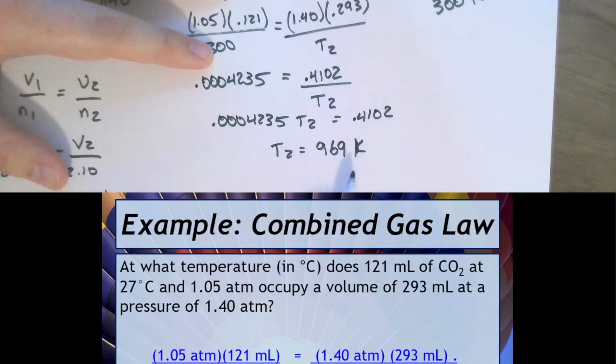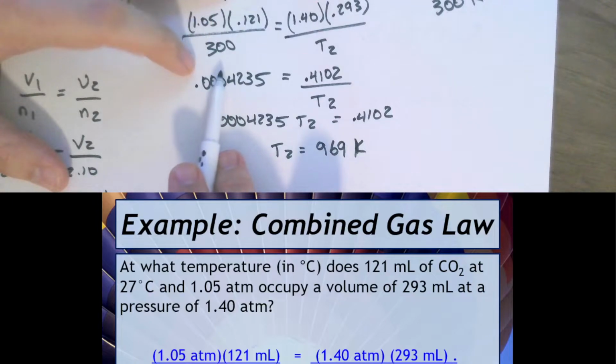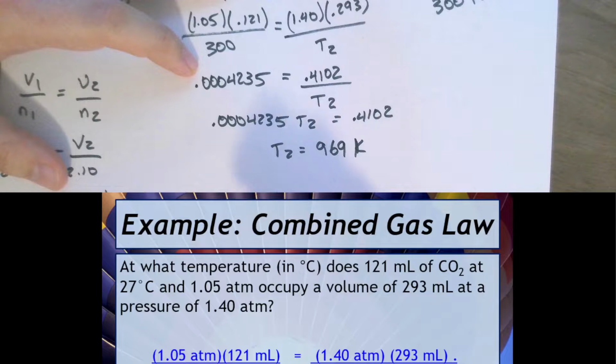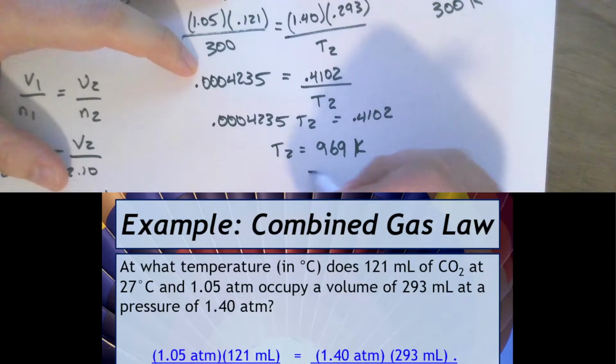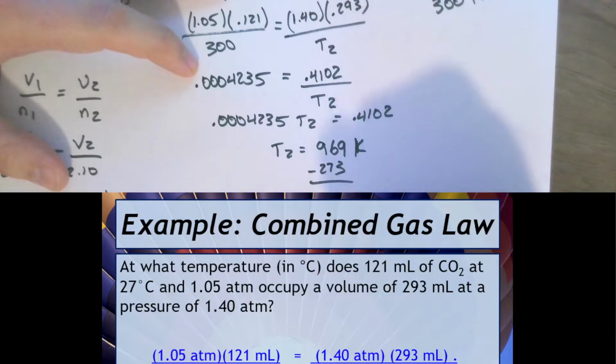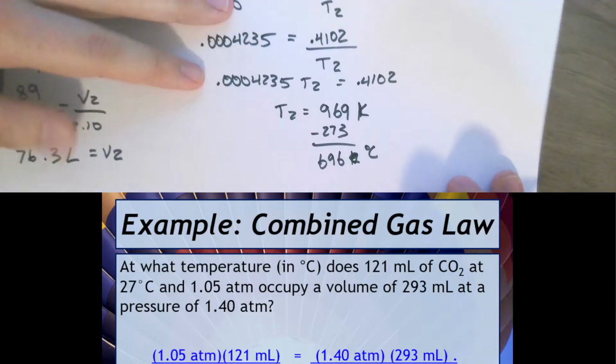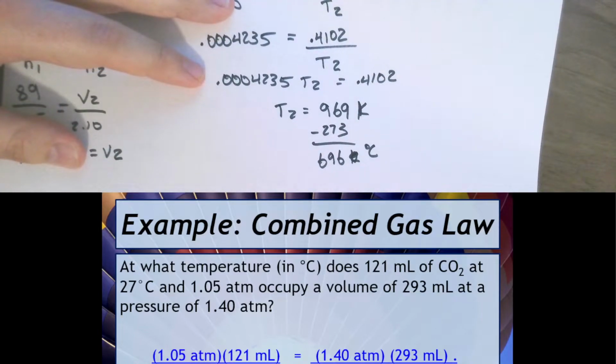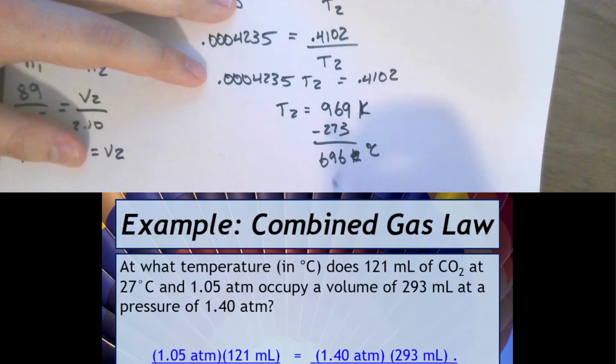When I get this answer, I know it's in Kelvin because I input Kelvin over here. Okay. But the question did ask for it in Celsius. So to turn this into Celsius, I'm just going to subtract 273 from it. And math, sorry, I can't see, is 696. Is that right? Okay. It's weird how those numbers line up.